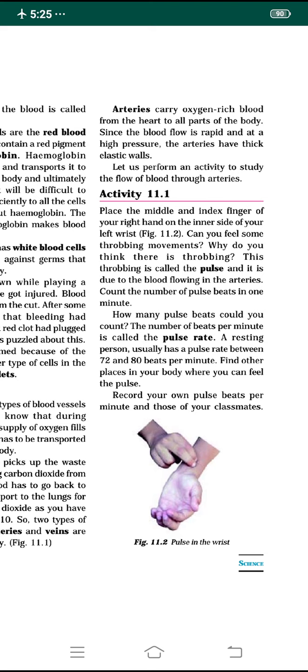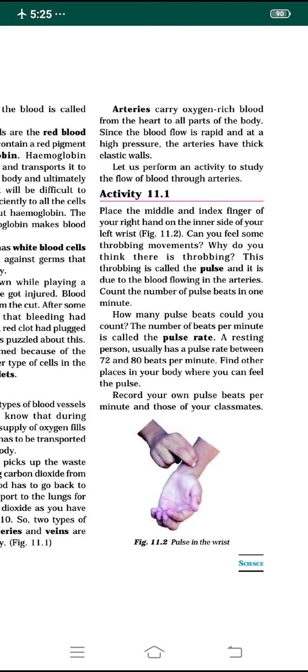Let us perform an activity to understand how the blood flows through the arteries. You can even feel the movement of the blood through the arteries by doing activity 11.1. What you need to do is quite simple. Even doctors do this. Place the middle finger and index finger of your right hand on the inner side of your left hand wrist.